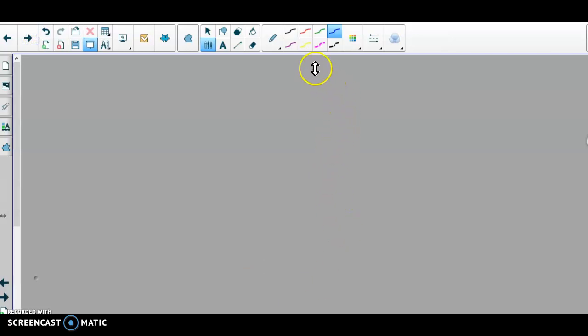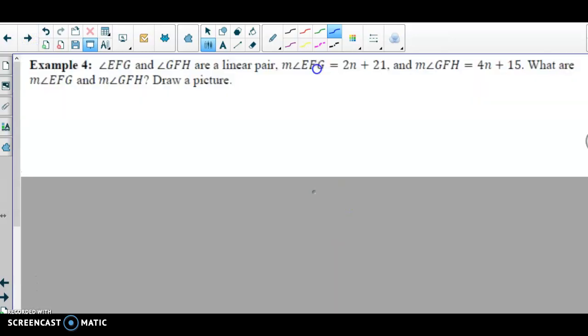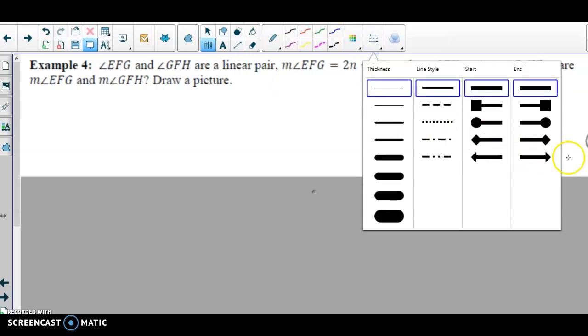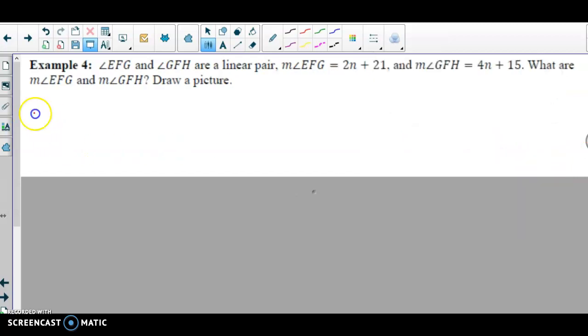All right, two more examples, and then you're ready to go. All right, EFG and GFH are a linear pair. The measure of angle EFG is 2n plus 21. Measure of angle GFH is 4n plus 15. What are the measures of EFG and GFH? And it says draw a picture. So the easiest thing to do, if it's going to be a linear pair, I would start with a line, because a linear pair is going to make a line.